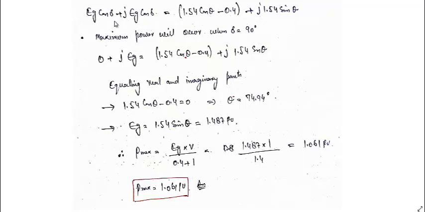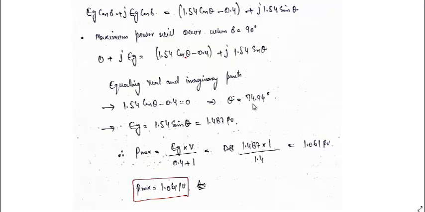So it will be j EG equal to 1.54 cos theta minus 0.4 plus j 1.54 sin theta. The real part from the left hand side is 0, and here it is some value, which means this should also be equal to 0. So by equating real and imaginary parts, 1.54 cos theta minus 0.4 is equal to 0. That means we get the value of theta.